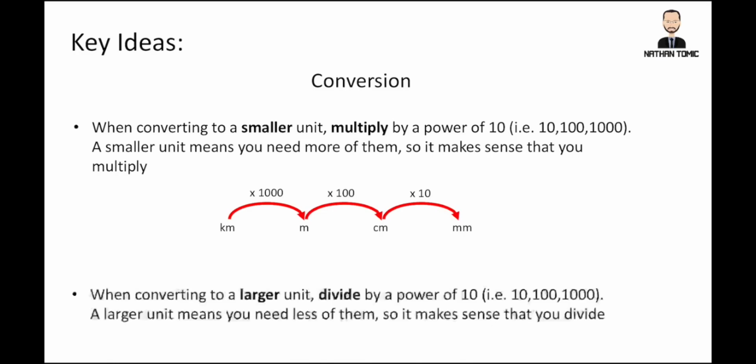Now, if we're converting to a larger unit, we will divide by powers of 10. So again, a larger unit means that we need less of them to take up the same space. So again, it makes sense that we divide. So in a similar way, if we look at our conversion graphic, to go from millimeters, a small unit, to centimeters, which is a bigger unit, we will divide by 10. From centimeters to meters, we will divide by 100, and from meters to kilometers, we'll divide by 1,000. We can also draw this graphic in different ways to go straight from kilometers to millimeters and so forth.